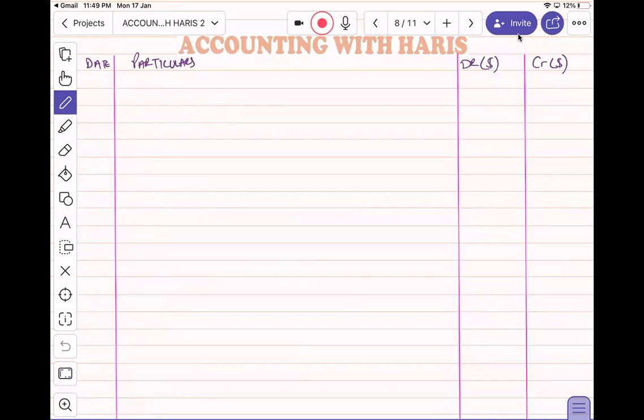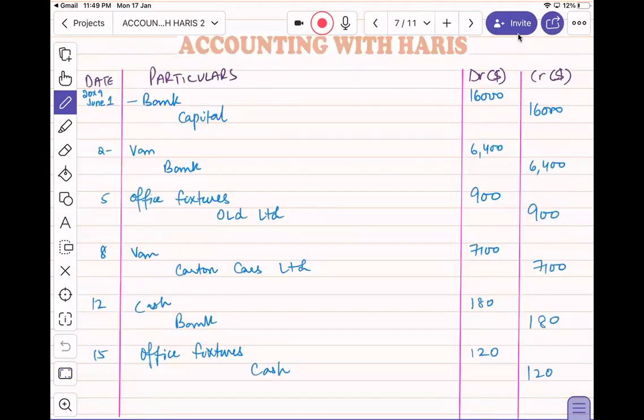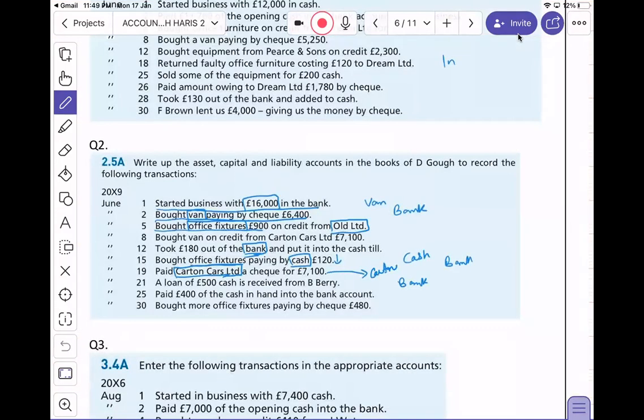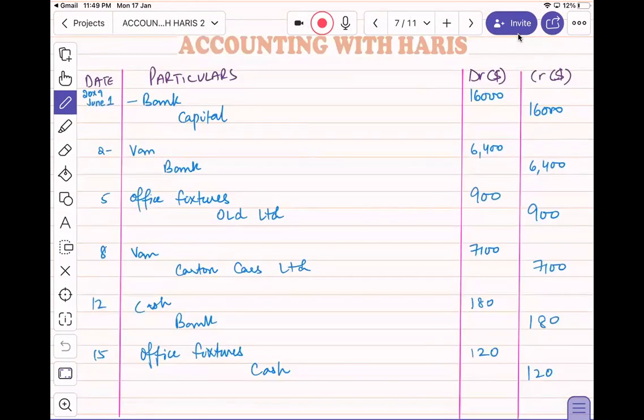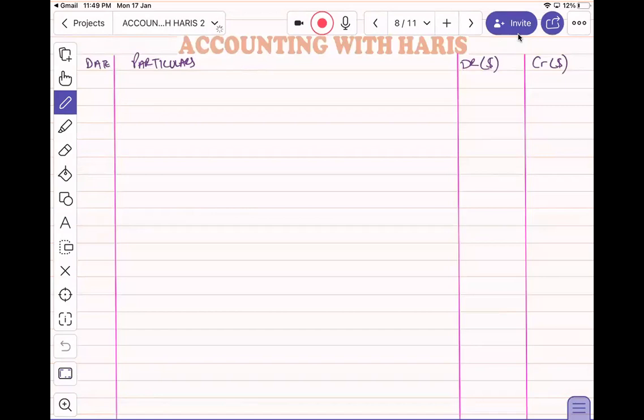So what's the amount for Carton Cars? 19th, Carton Cars debited by 7,100 and bank credited by 7,100. Carton Cars Limited, bank, 7,100.